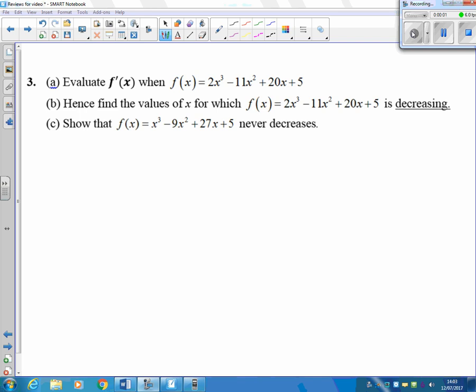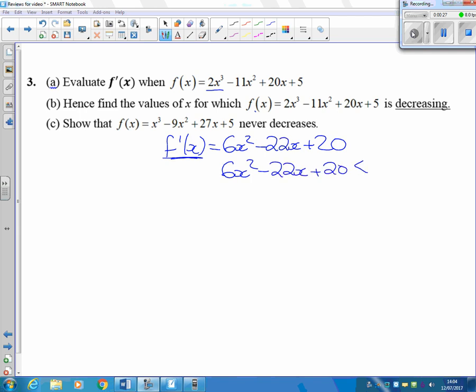Question 3, let's find out what f dashed of x is. F dashed of x is 6x squared minus 22x plus 20, and that's all we've got to do. Find the values of x for which that is decreasing. So if it's decreasing, then its gradient is negative. So we would want this to be less than 0.